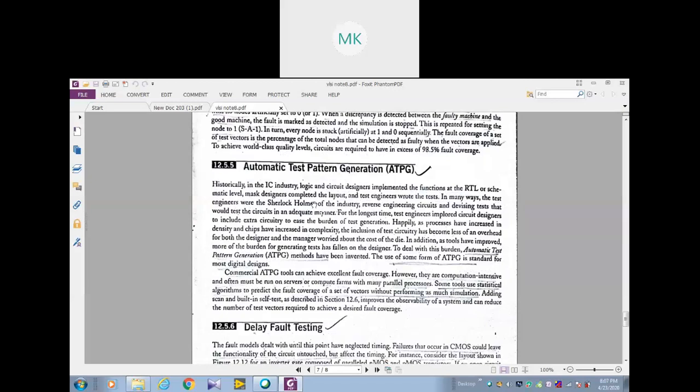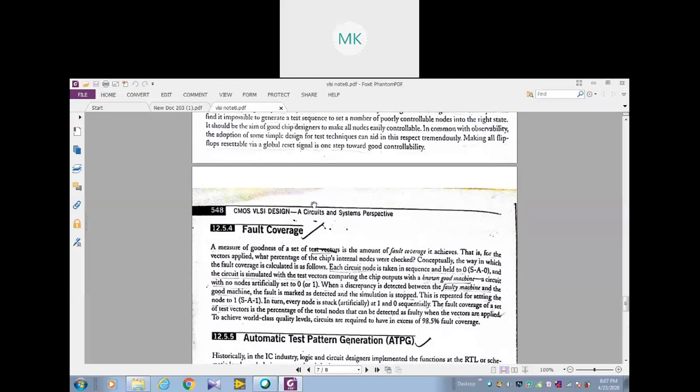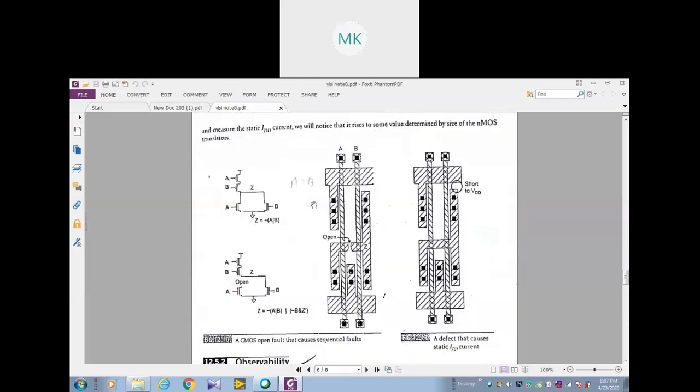Now please go through this. Concepts are very easy, so you can expect a 6-mark question from this portion.